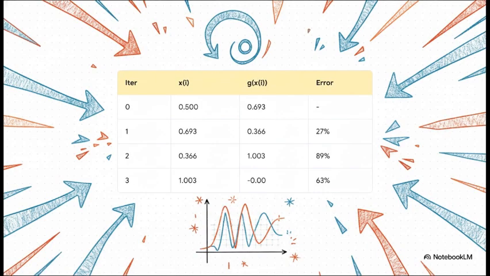But what if things don't go so smoothly? Let's see how this can completely fall apart. You can actually rearrange that exact same initial equation into a different form.